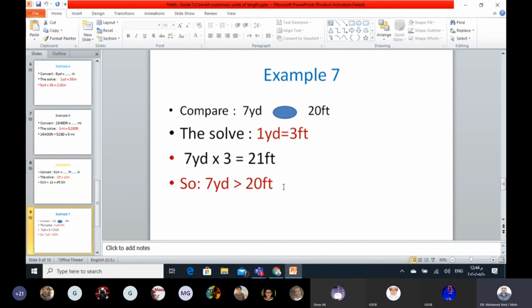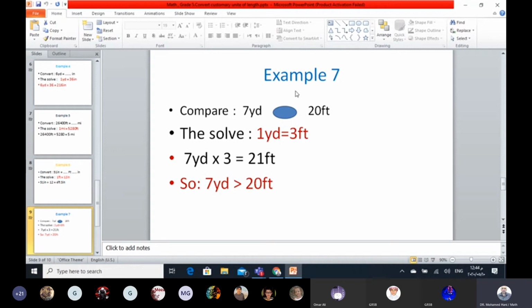I will repeat here this idea. When you want to compare between two units, make the two different units the same unit. How? We can change from yard to feet or from feet to yard. Do the easy way, no problem. The easy way is to change from yard to feet, because from big unit to small unit we can multiply, easier than divide. So what is the relationship between yard and feet? 1 yard equals 3 feet.